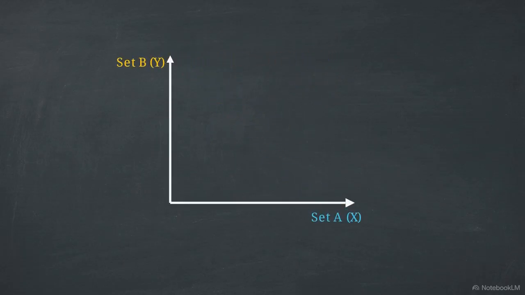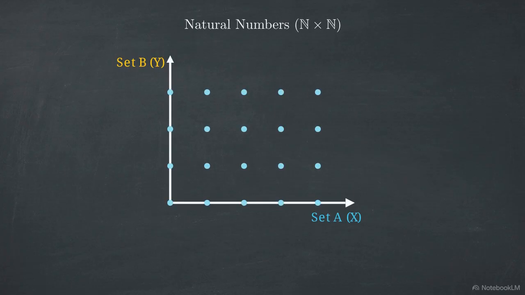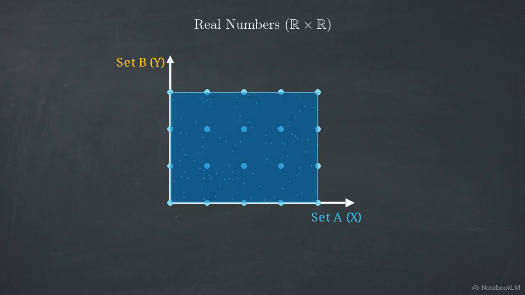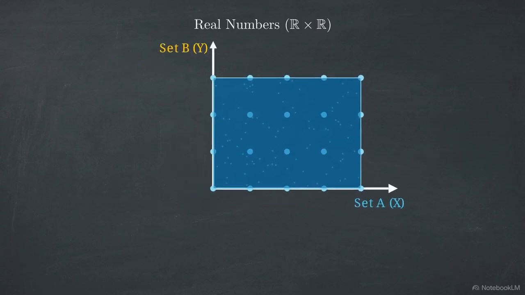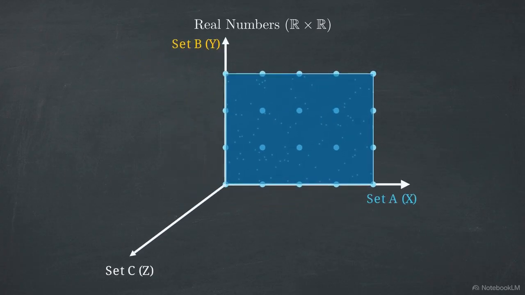This pairing mechanism creates a coordinate space, treating set A as the horizontal x-axis and set B as the vertical y-axis. Multiplying the natural numbers by itself yields a discrete coordinate grid. Crossing the real numbers with itself forms a solid, continuous geometric plane.